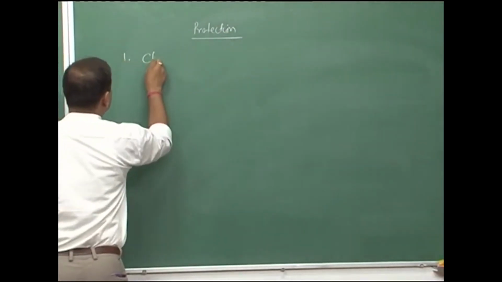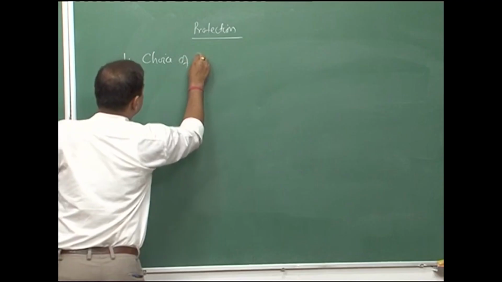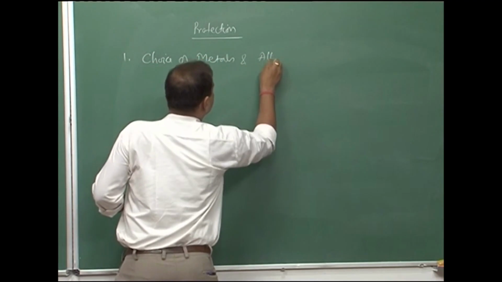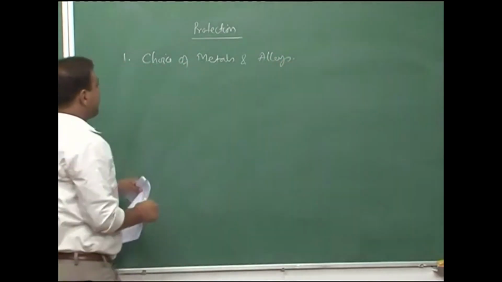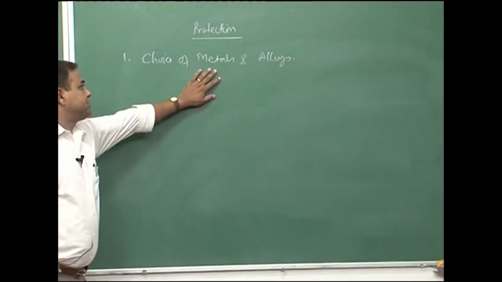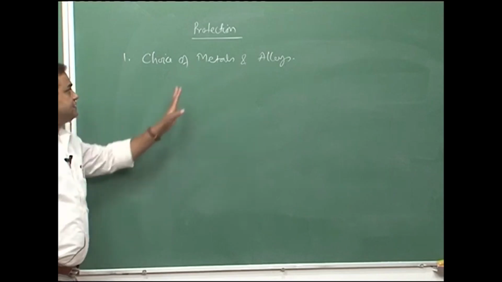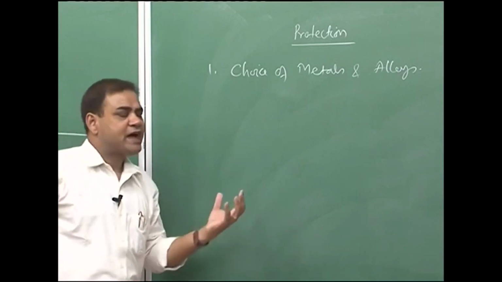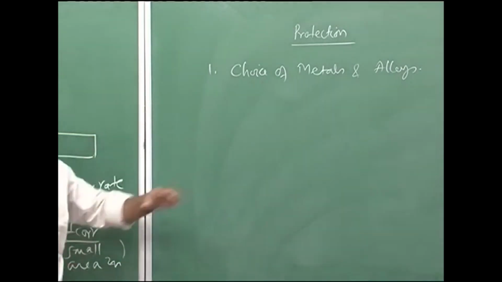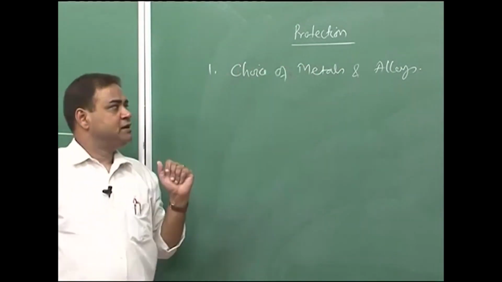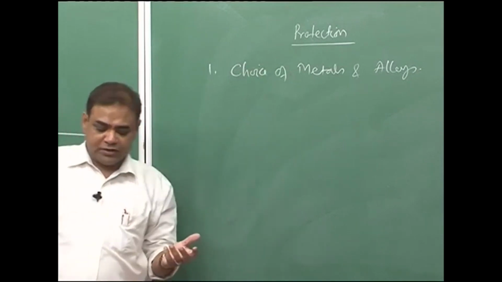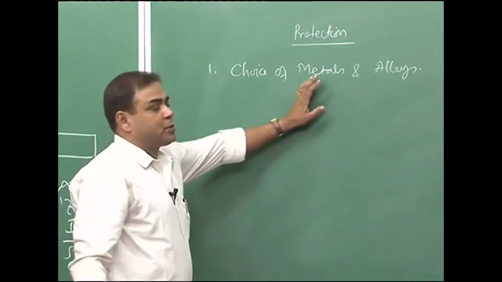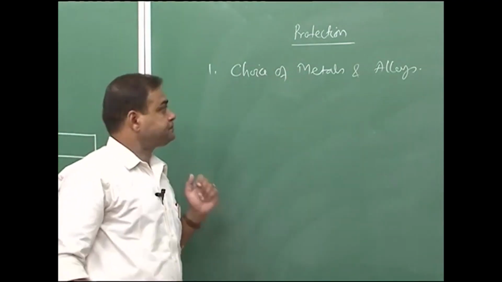One is choice of metals and alloys. We have to choose metals and alloys for a particular structure in such a fashion that they are very close in the galvanic series, so that we do not have much potential difference between different metals, and subsequently we do not have much problem with galvanic corrosion.